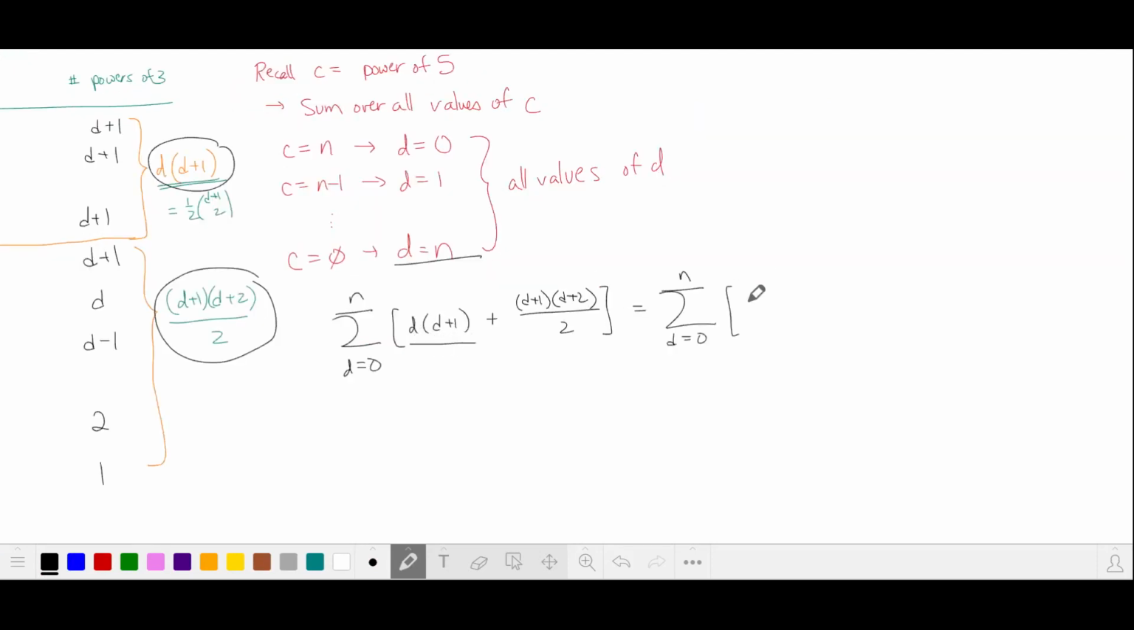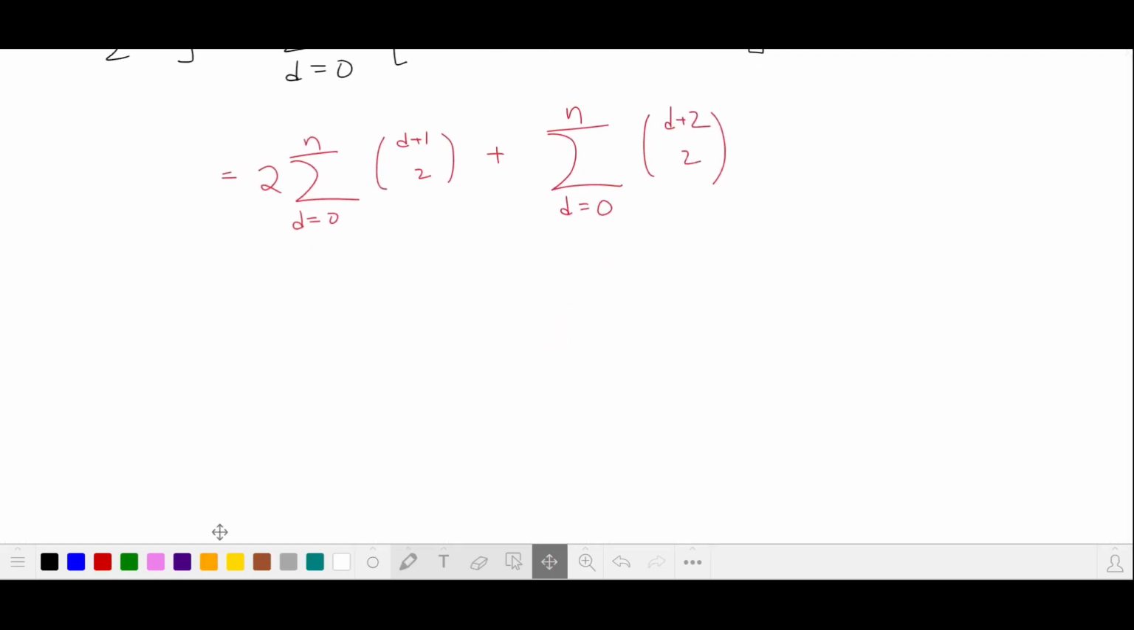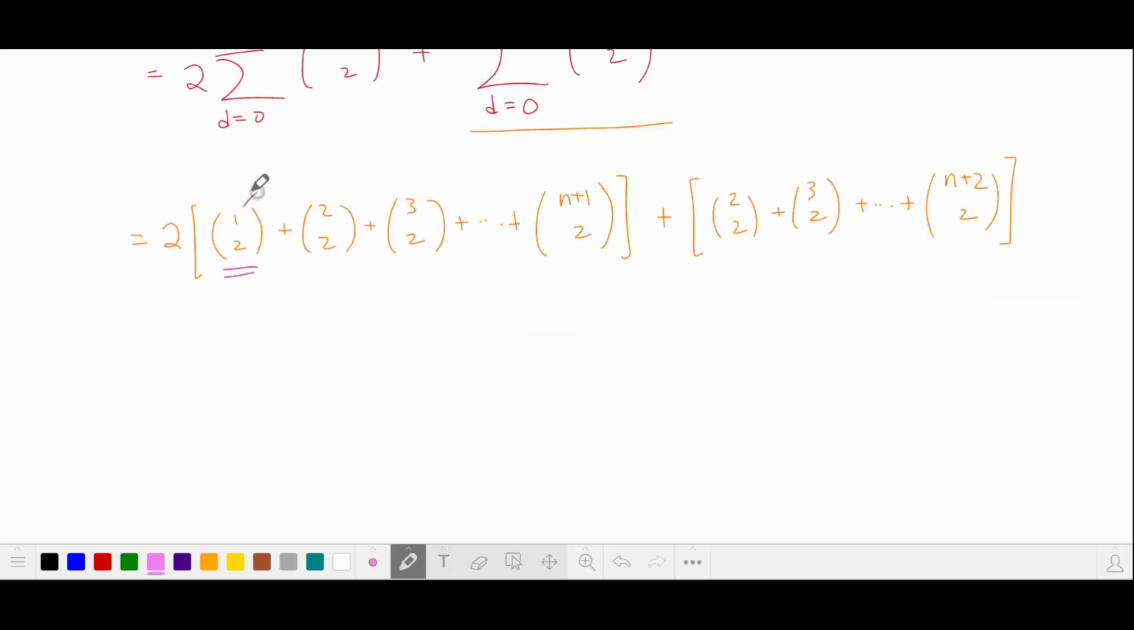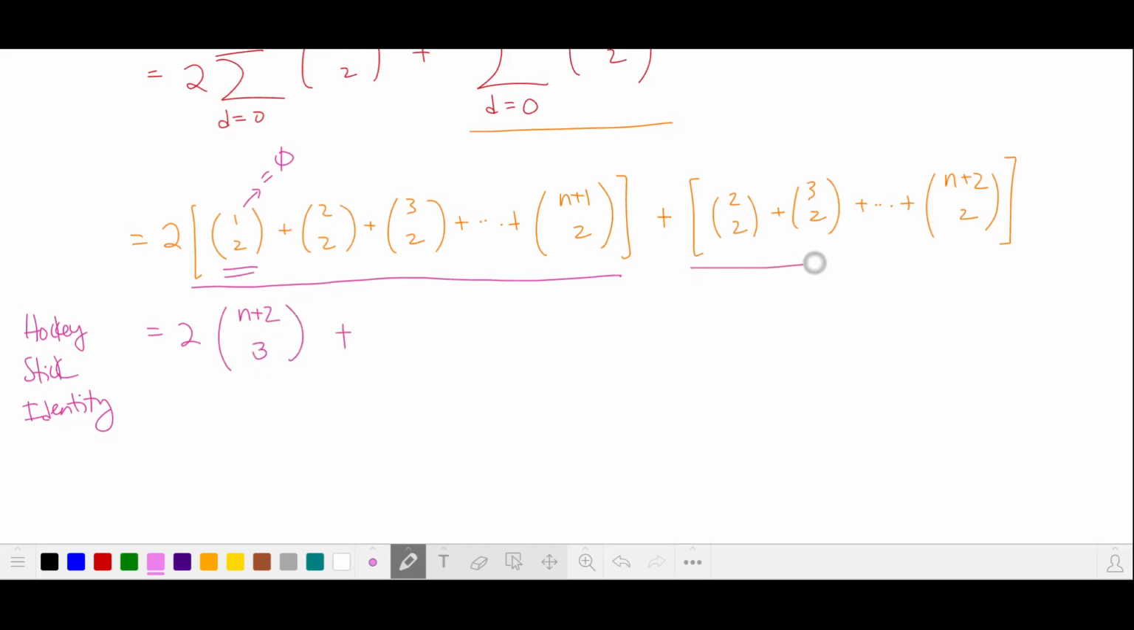And I can rewrite this first term as 2 times d plus 1 choose 2, and the second term is d plus 2 choose 2. We can count these separately and expand the sums, factoring out the 2. When d is equal to 0, this is 1 choose 2, 2 choose 2, and so on. And our last term is n plus 1 choose 2. Our second sum begins with 2 choose 2 and ends with n plus 2 choose 2. This first term is equal to 0, so we can ignore it. And we can use the hockey stick identity, so we don't have to count all of these combinations. This part here is equal to n plus 2 choose 3, and over here we have n plus 3 choose 3. And according to the problem statement, this count is equal to 936.